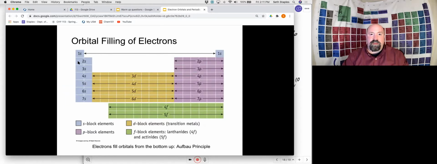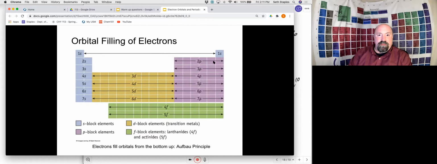We have lithium right here, which ends with 2s1. Sodium ends with 3s1. Potassium ends with 4s1. Right here, what do we have there? Strontium ends with 5s2, and so forth. We then have the P block over here. Everything over here ends with P.